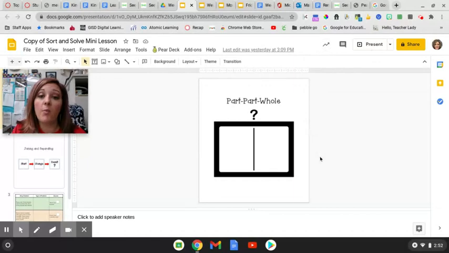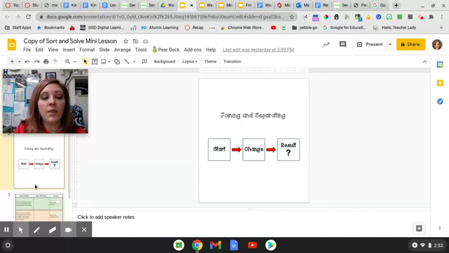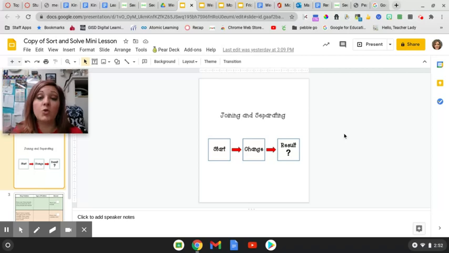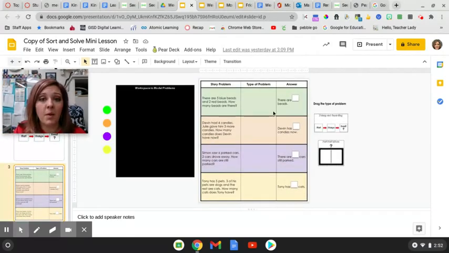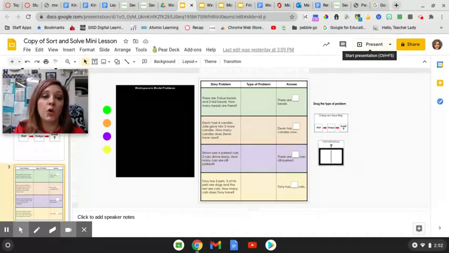So we have learned about part, whole, where we are given some parts and we find the whole. Or we might be given one part and the whole, and we have to find a missing part. Another way we have learned is joining and separating. Joining means we're putting things together. Separating means we're taking them apart. Our third way that we have learned is doing our model drawing, or drawing it out.